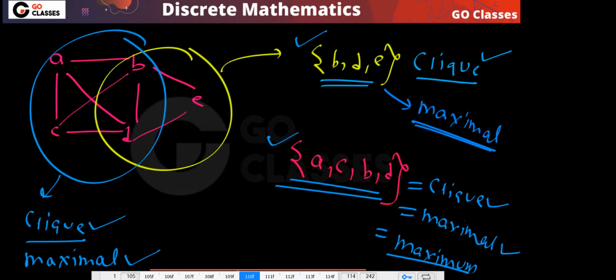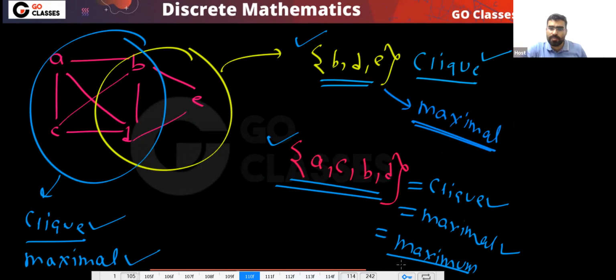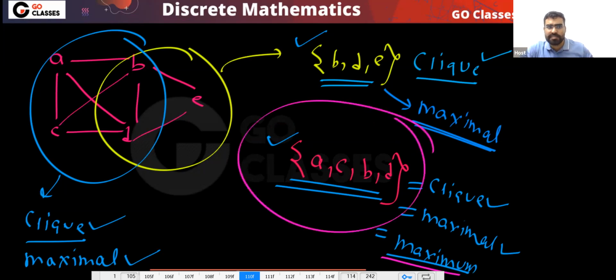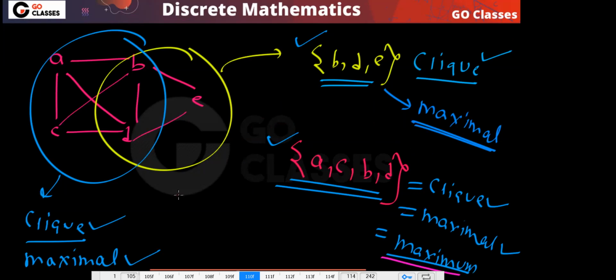Basically, maximum means largest possible. In this graph, the maximum that you can create is this. This is the largest that you can create. You cannot create larger than this. Okay.